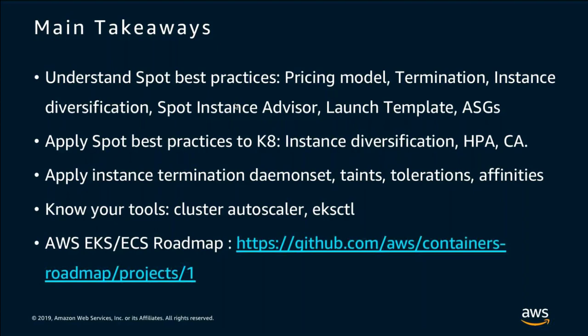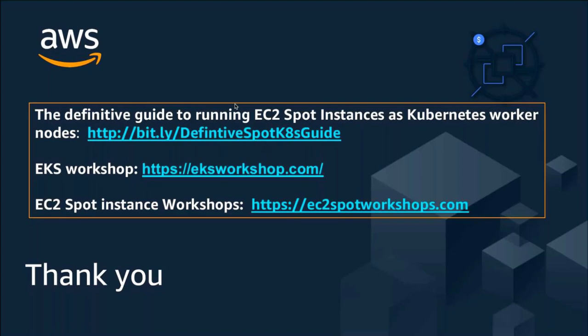I'd like to leave you with these three resources. The first one is the definitive guide to running EC2 Spot instances as Kubernetes worker nodes. We're trying to capture all these best practices as they move over time in that particular blog. So keep an eye on it. It's a 20-minute read, and I'm sure that it will be engaging and you'll like it.